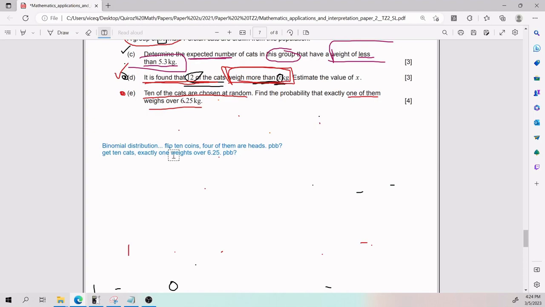Okay, I just want to point out that it's a binomial distribution because it's very similar to the original scenario, which is heads or tails. Just that instead of heads or tails, we are seeing the condition of does it weigh over 6.25 or not. All right, so that's a little bit hard to grasp, but I think that's probably the best way I can put it right now. Okay, so binomial distribution, what do we have?